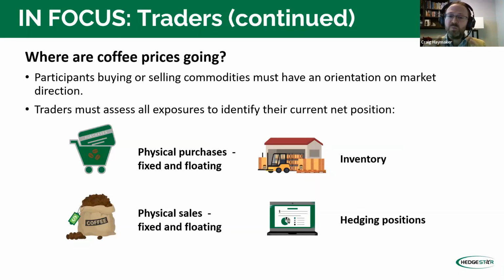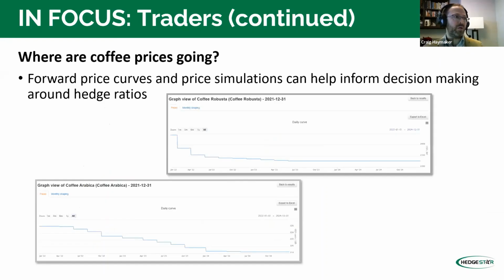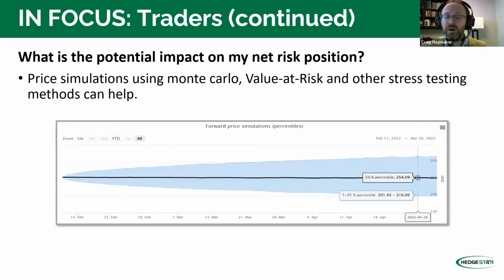Where are coffee prices going? Participants in the commodities markets must have an orientation on market direction or some idea, right, within a reasonable tolerance, as far as what Richard was mentioning, of where prices could go. And again, considering net position, fixed purchases, floating purchases, fixed and floating sales, current inventory levels and their value, and then of course our hedging positions or derivative book. And again, we can take a view into where futures prices are trading at the moment, because at any given time, the futures forward curve is an indication of market consensus. This is where the markets think prices are going, which is why they're trading at these levels, okay? And then of course, Monte Carlo, VaR, price simulations, critically important tools to have in the tool belt to be able to inform decision-making about price, potential price movements, I should say.